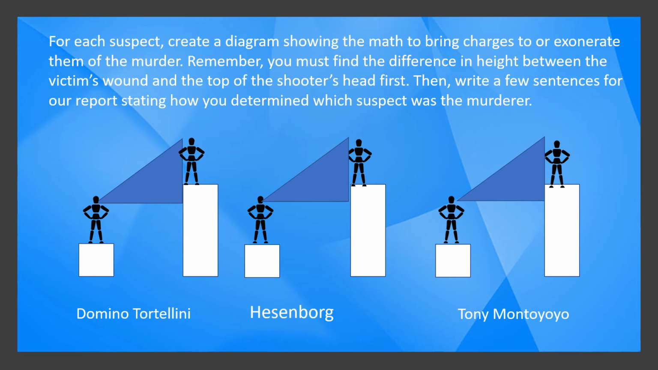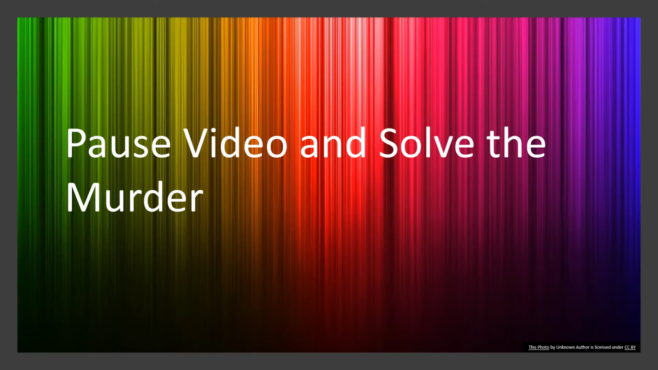For each suspect, create a diagram showing the math to bring charges to or exonerate them of the murder. Remember, you must find the difference in height between the victim's wound and the top of the shooter's head first. Then write a few sentences for our report stating how you determined which suspect was the murderer. Please pause the video and solve the murder.